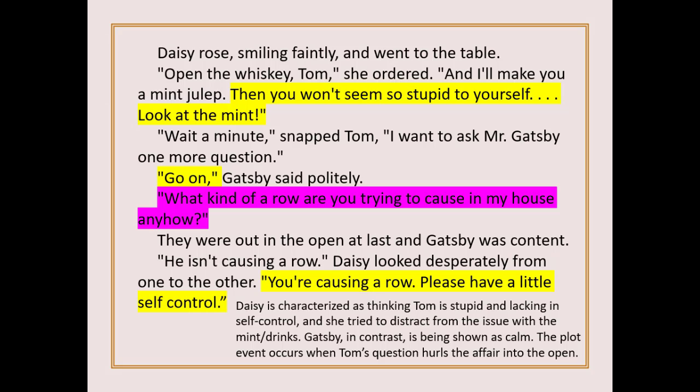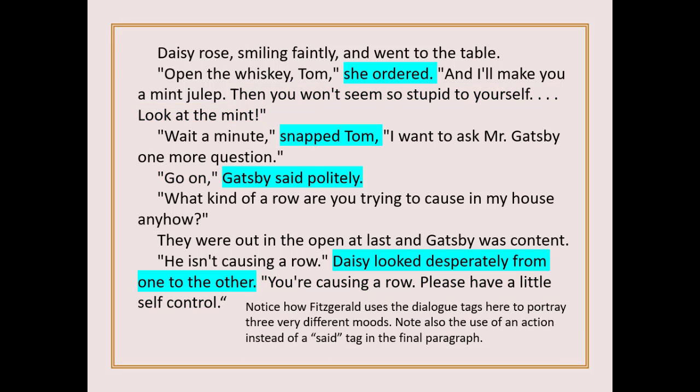Then we have a couple pieces of characterization here. So we have Daisy characterized as thinking that Tom is stupid and lacking in self-control. And you could maybe say that by trying to get him to focus on the mint and the alcohol, she's trying to distract from the issue. So she's very anxious about the outcome of this conversation. Gatsby is characterized as being relatively calm and polite in this part of the chapter anyway, versus Tom. So there's kind of a contrast going on there. So we have all of them sort of showing their true colors in this scene.